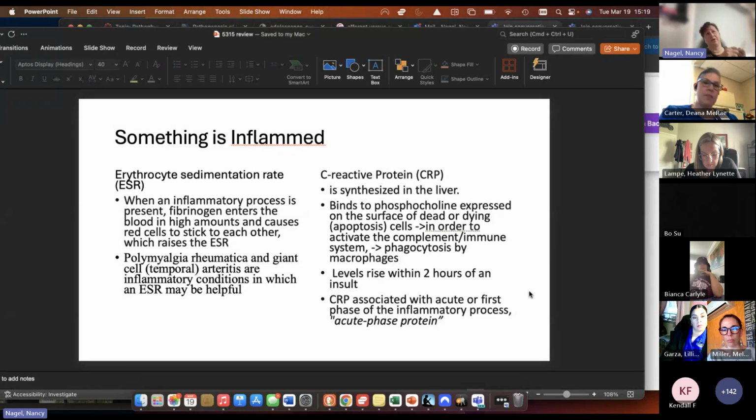And so they're actually going to drop to the bottom of the test tube a little bit more quickly. The only reason I know this is because 20 years ago I was a lab rat as a phlebotomist, and I worked nights, so I know little things like this.